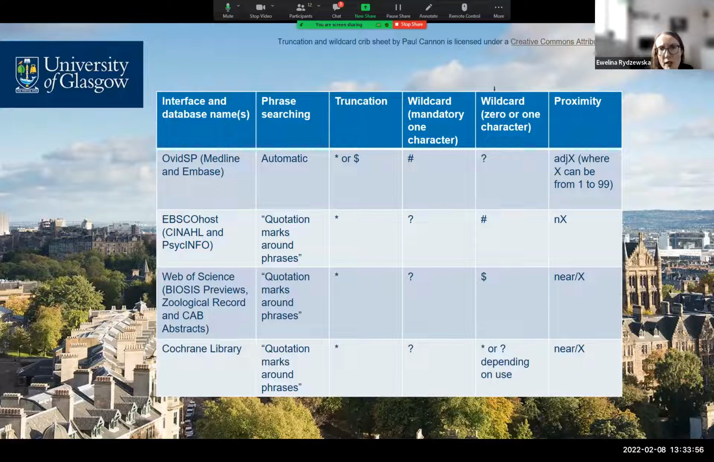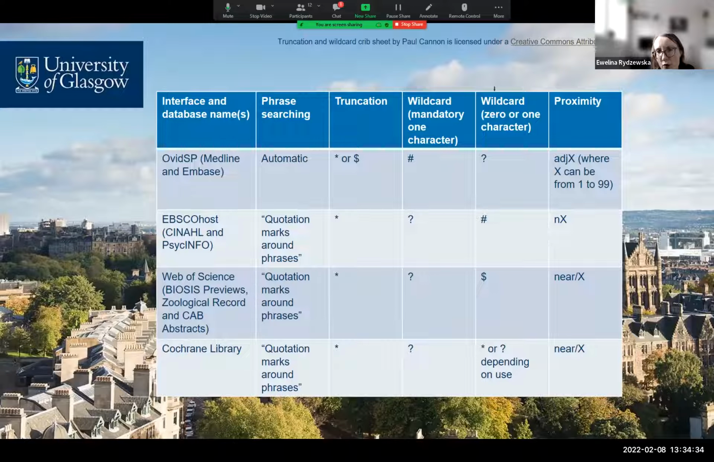So you've got Ovid, which is used to host Medline and Embase. You've got EBSCO, which is used for CINAHL or PsycInfo. Then you've got your Web of Science and Cochrane Library. And here you can see that you use different signs, basically, for these different strategies. So, for example, for truncating words in Ovid, you can use either the asterisk or the dollar sign. In the other three platforms, you use an asterisk. And the same for wildcards. And here you've got two different options for wildcards.